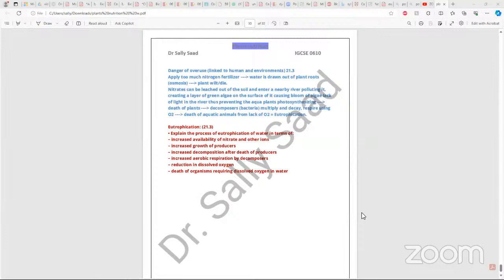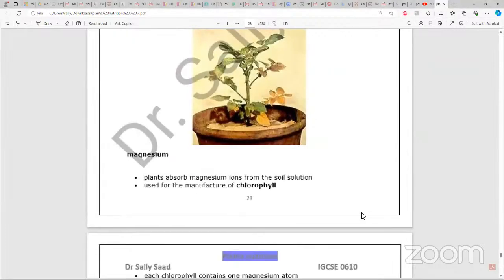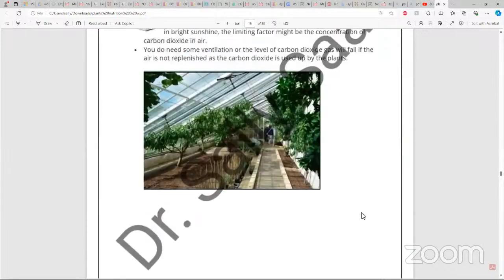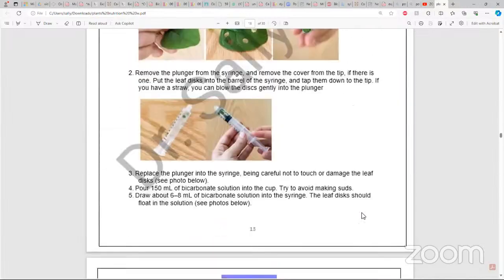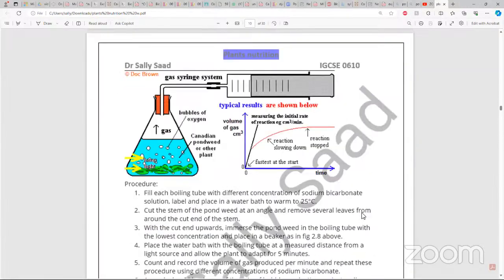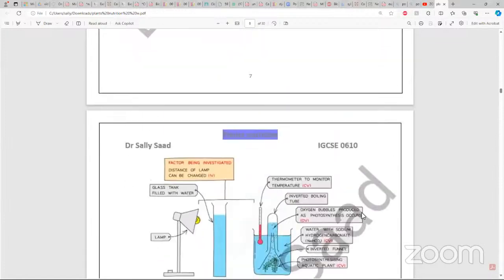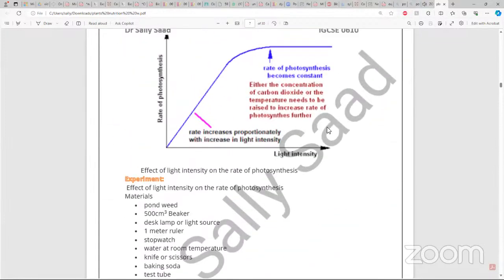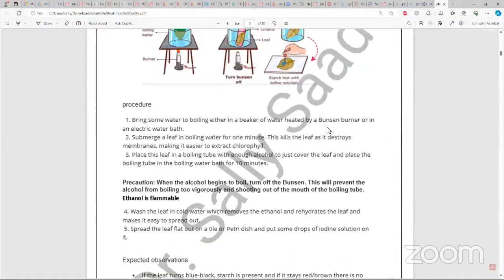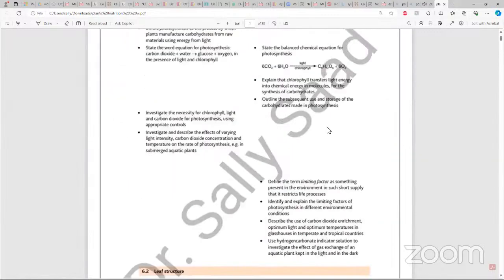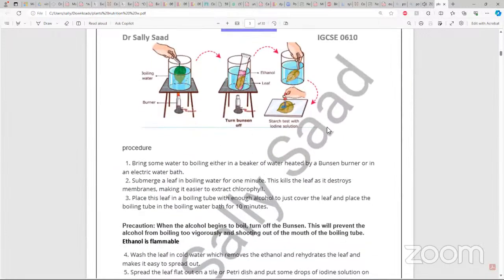Okay, no doubts. I just wanted to go through the practical part of that chapter. How can I prove that chlorophyll is needed for the process of photosynthesis? How can I prove that light is needed? How can we prove that carbon dioxide is needed? All of this is related to the practical.